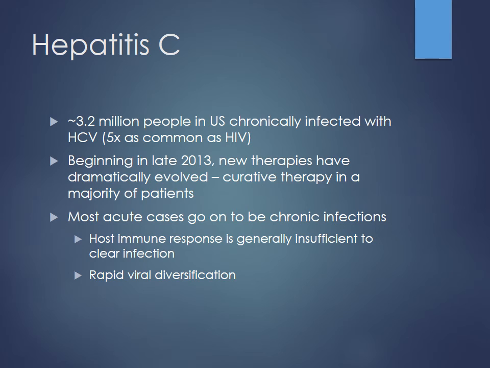But a lot of acute cases of Hep C end up going on to produce chronic infections. Generally, a host immune system is not going to be strong enough to really clear the infection itself. Not only that, you have rapid viral diversification, which can make it more difficult for the person to clear the infection on their own.